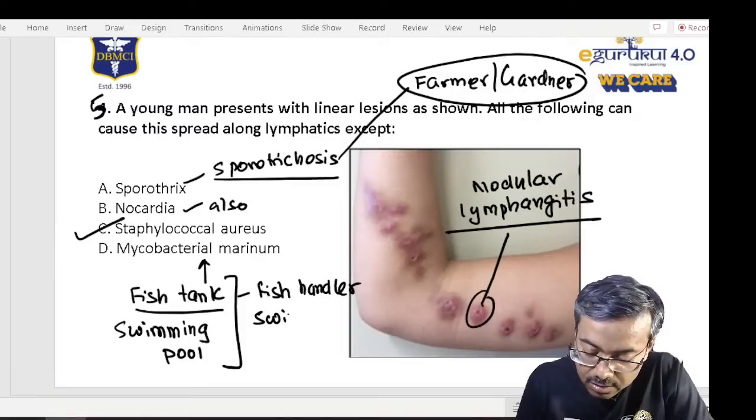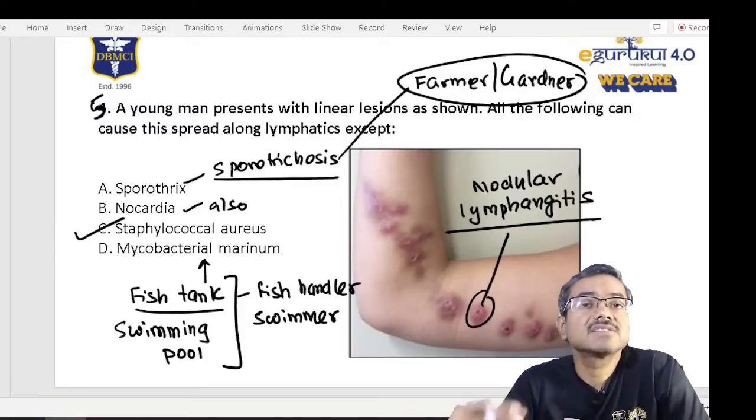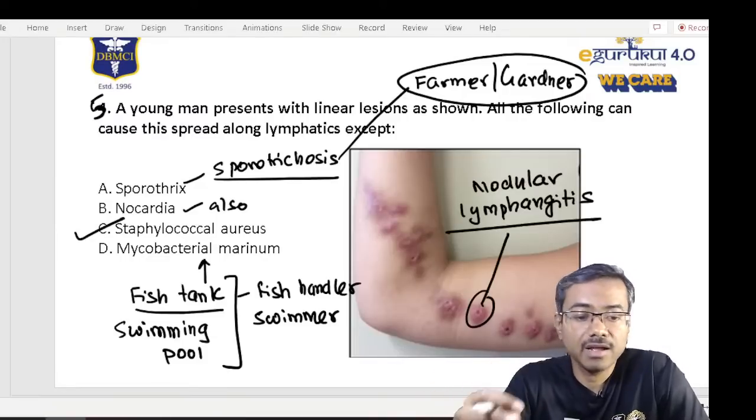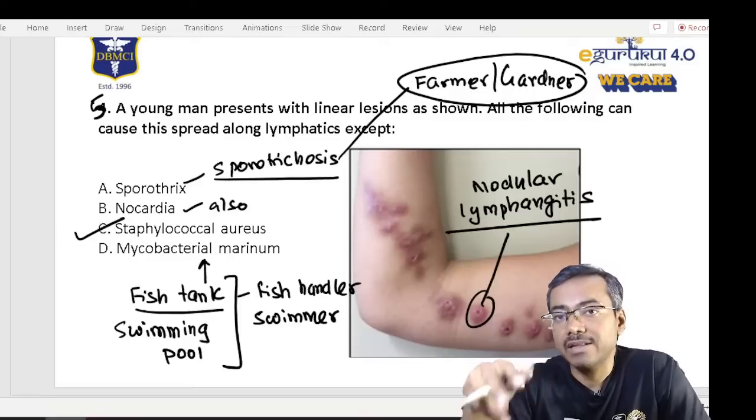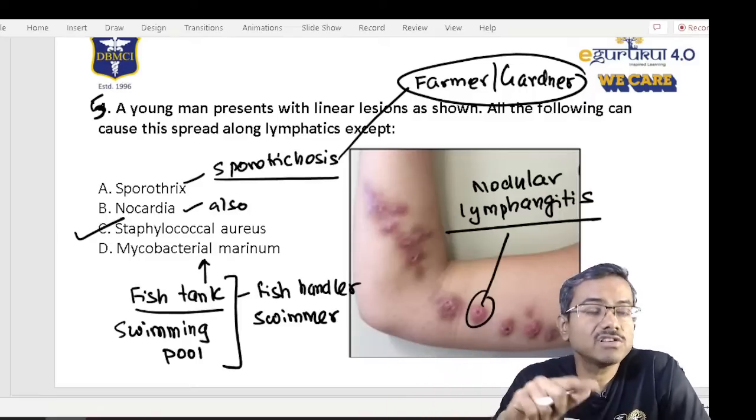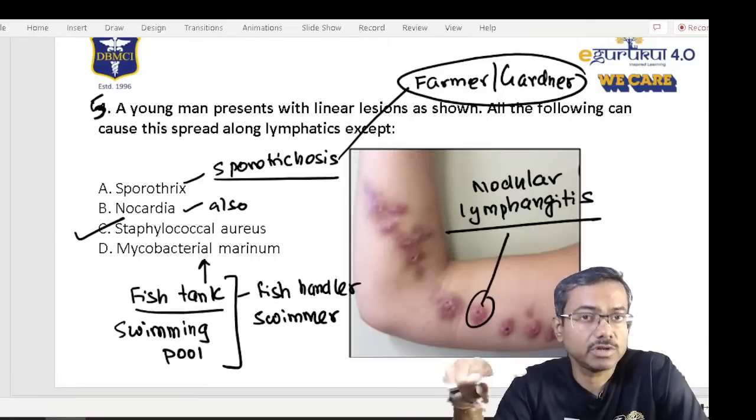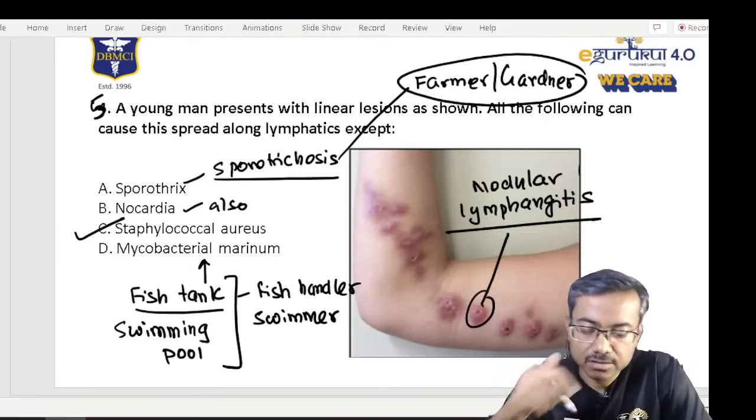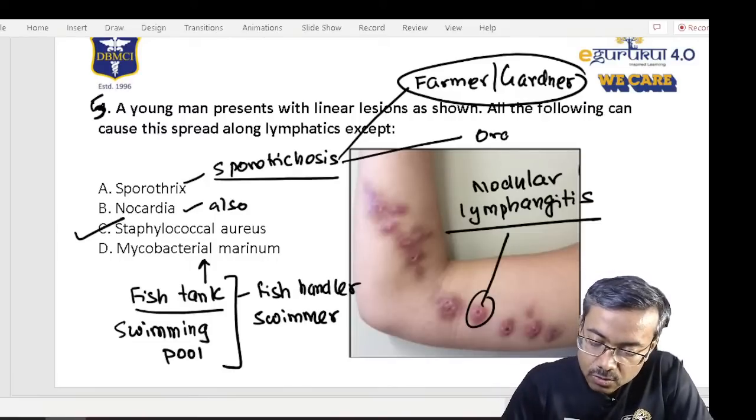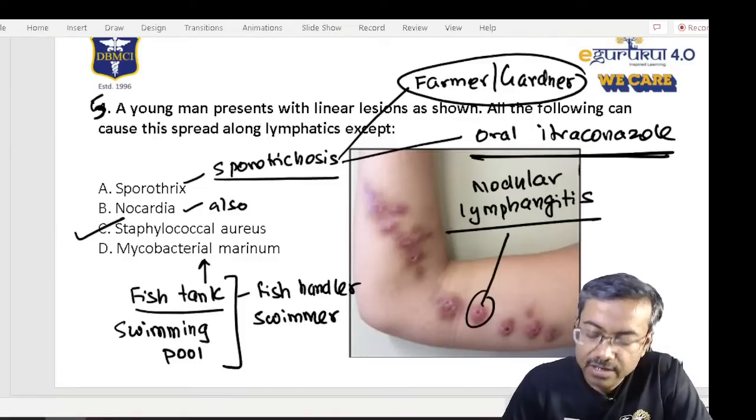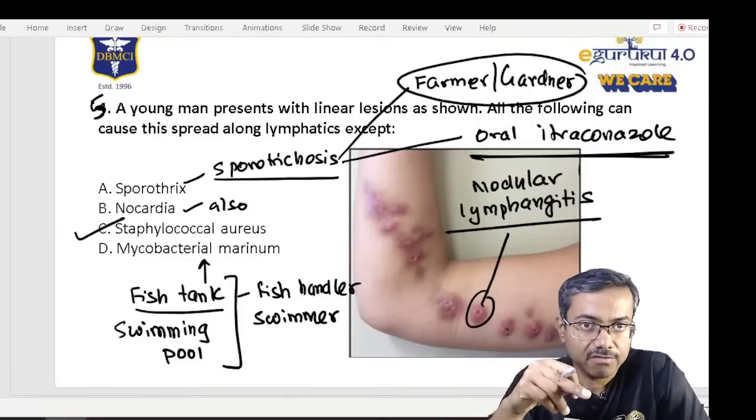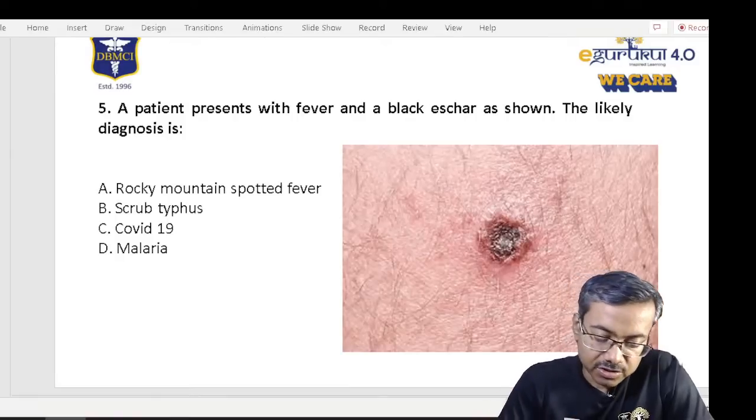So this you have to keep in mind. There are 3 diseases coming along the lymphatics: one is sporothrix, one is nocardia, one is Mycobacterium marinum. What staph causes, we'll talk about very soon. There's a question there also, but we'll talk about that as we go along. Got it? Nodular lymphangitis. Treatment for sporotrichosis is oral itraconazole, and usually there's a thorn prick history in the question. Okay, got it? Question number 6.